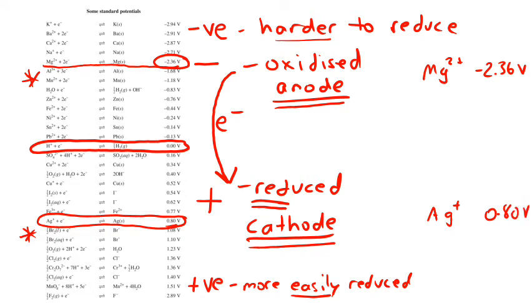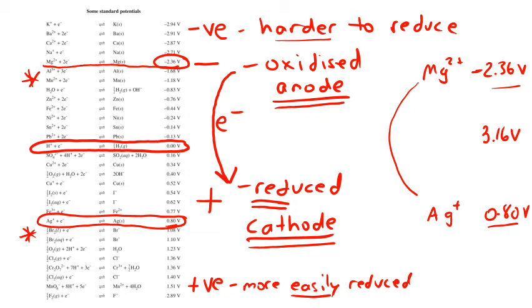What happens if I join these two half cells? The voltage when I join them is going to be the difference between these two numbers. In this case, because this one is negative, what's the actual difference between these numbers? It's 3.16 volts. I would expect if I joined a magnesium half cell and a silver half cell, I would get 3.16 volts. Silver is going to be reduced and it's the cathode. Magnesium is going to be oxidized and it's the anode.